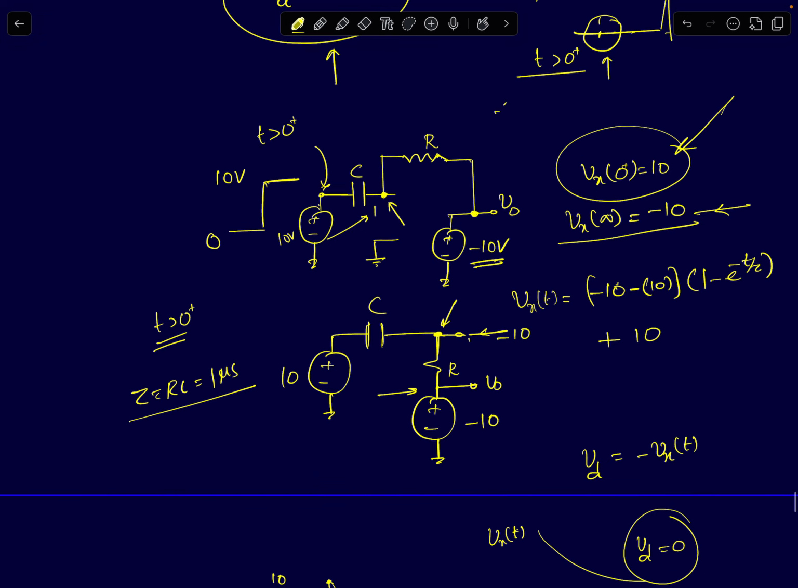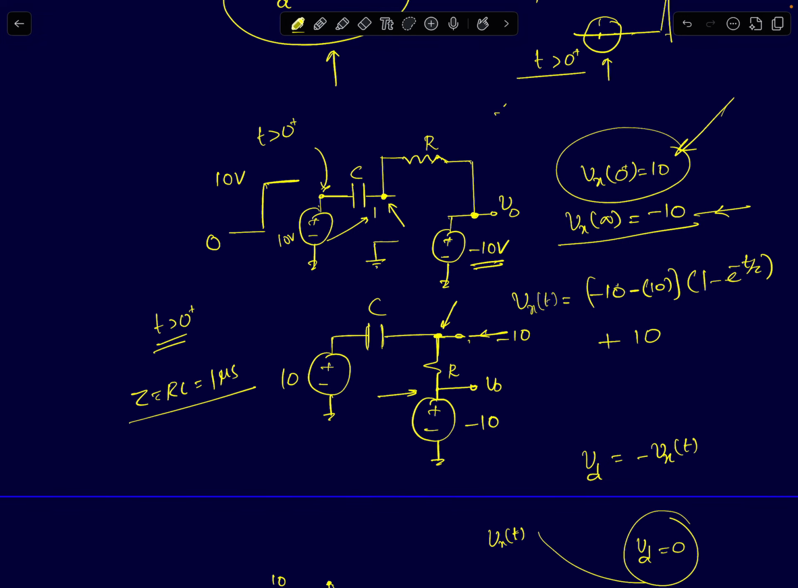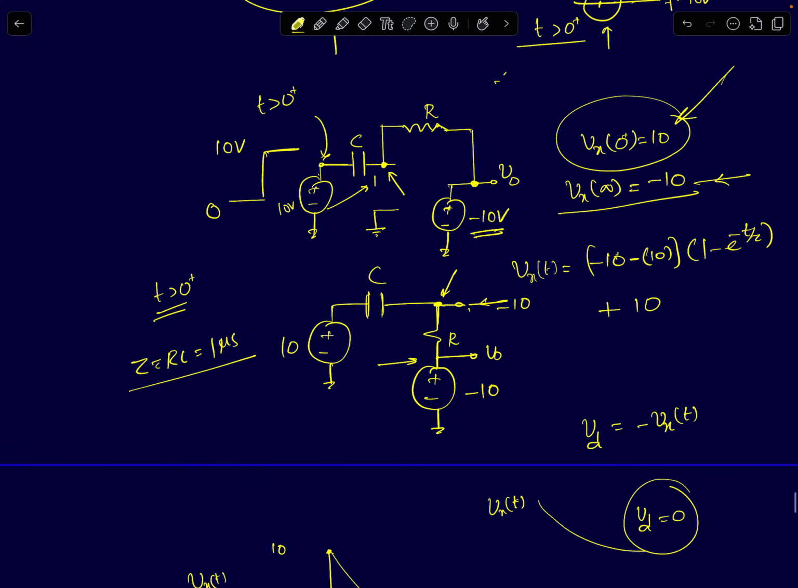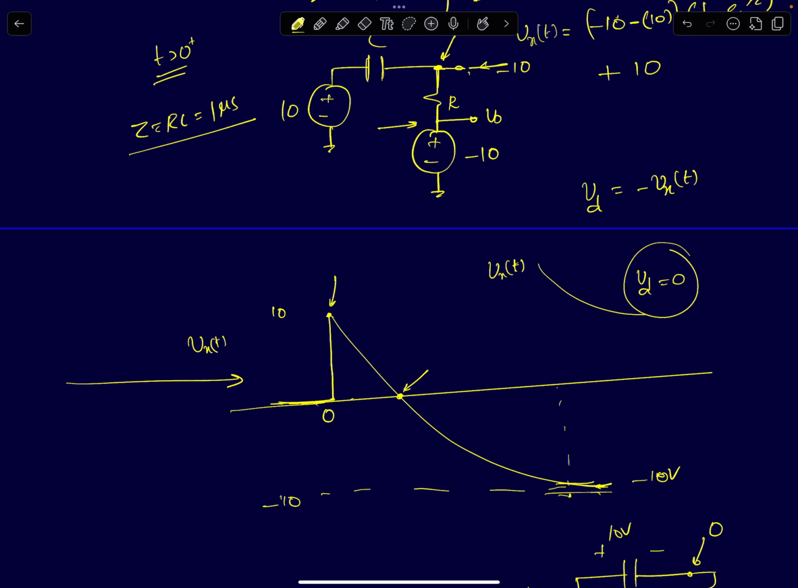So you know the initial value, you know the final value, you know the time constant, you can draw the waveform now. So this is how Vx of t will look. At t equal to 0 it was 0, suddenly it jumped, at t equal to 0 plus, to 10 volts. And it is now going to go through a first order RC discharge with a time constant of 1 microsecond, and finally it's trying to reach minus 10 volts.